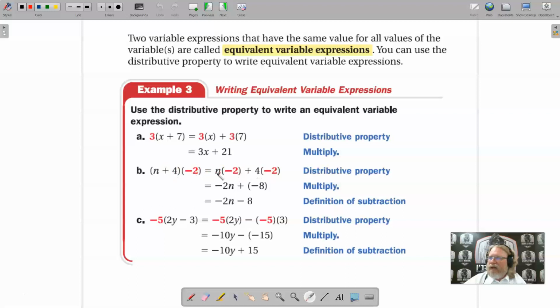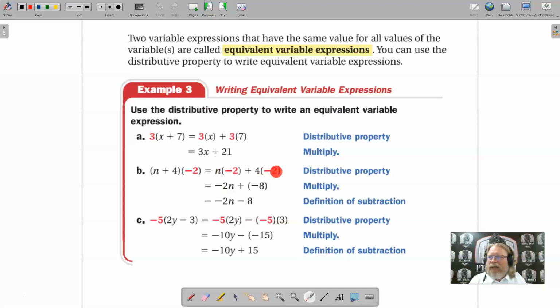So we have n times negative 2. We end up with negative 2n. We wouldn't want to write n negative 2, because then it would look like n minus 2. The number out in front of a variable is called its coefficient, and we like to have leading coefficients. By leading, we mean that they come before the variable. So we would want to write this as negative 2n, not n negative 2.